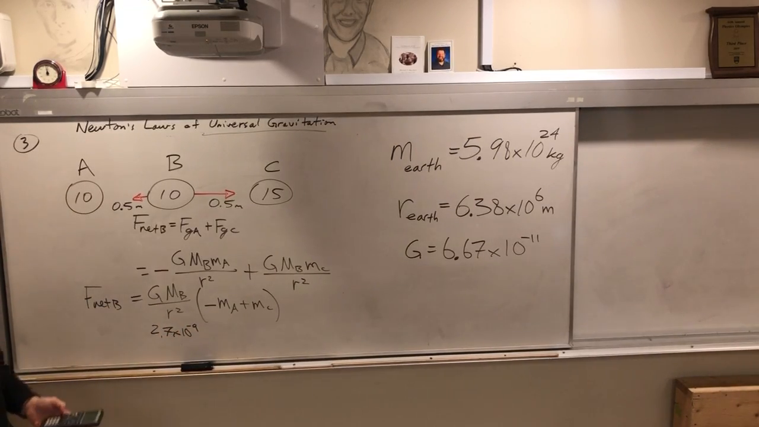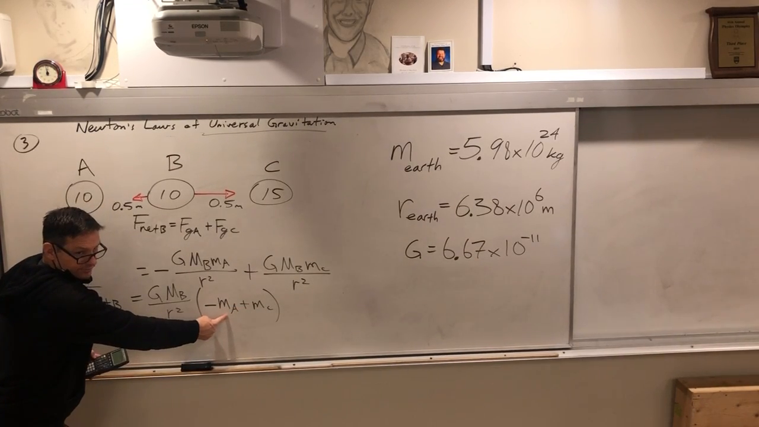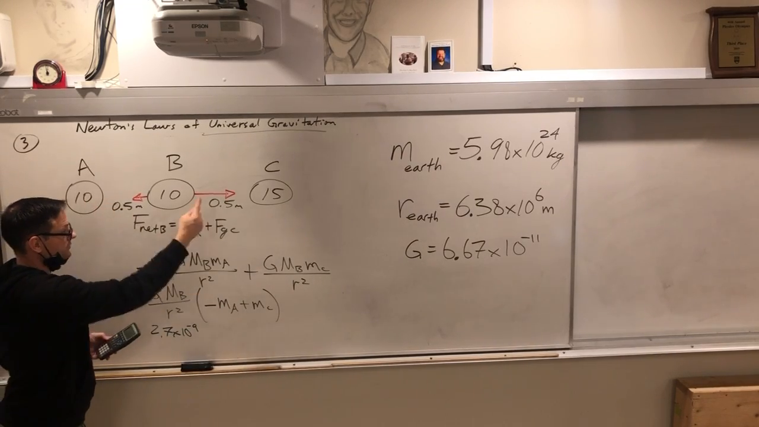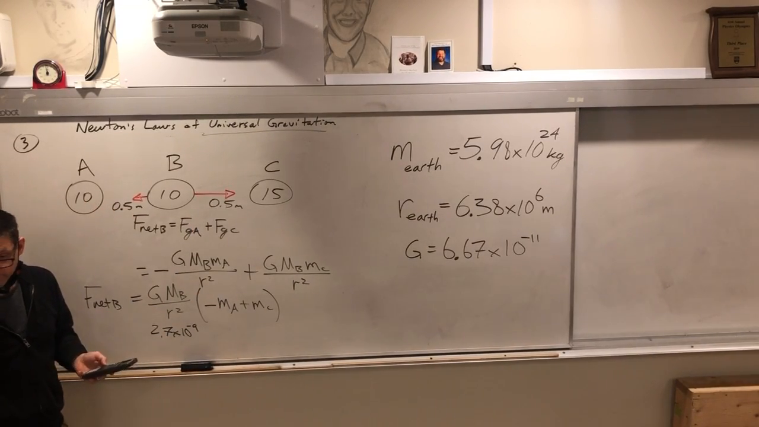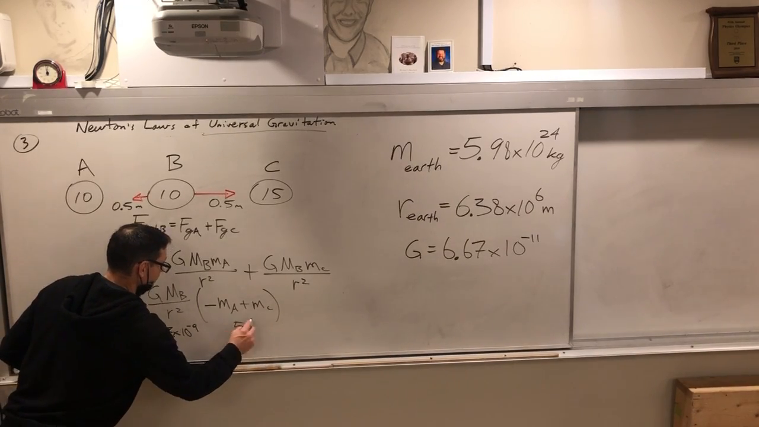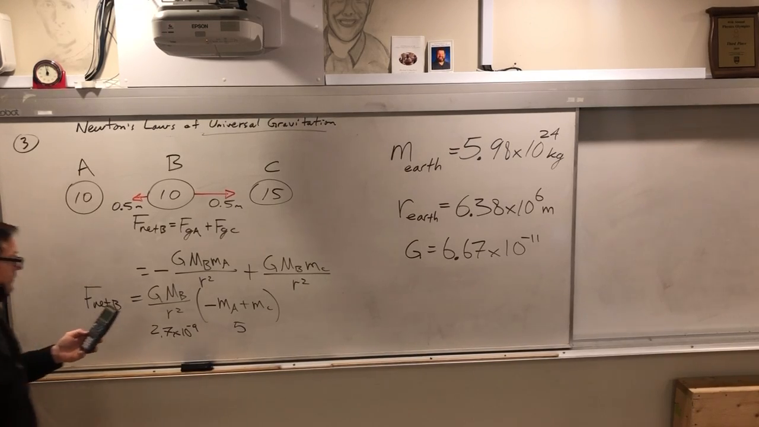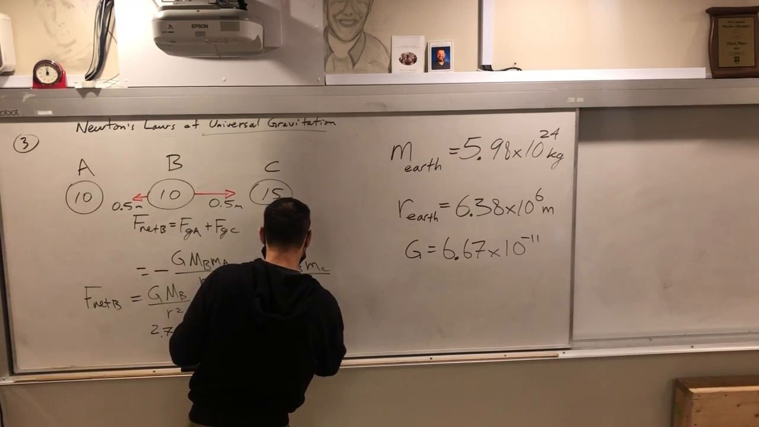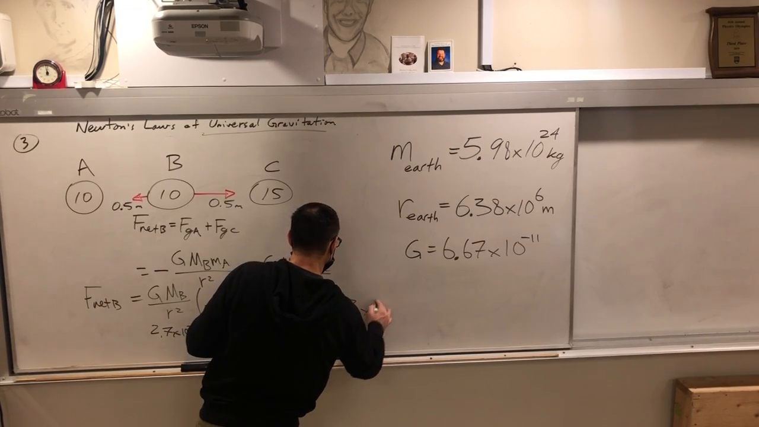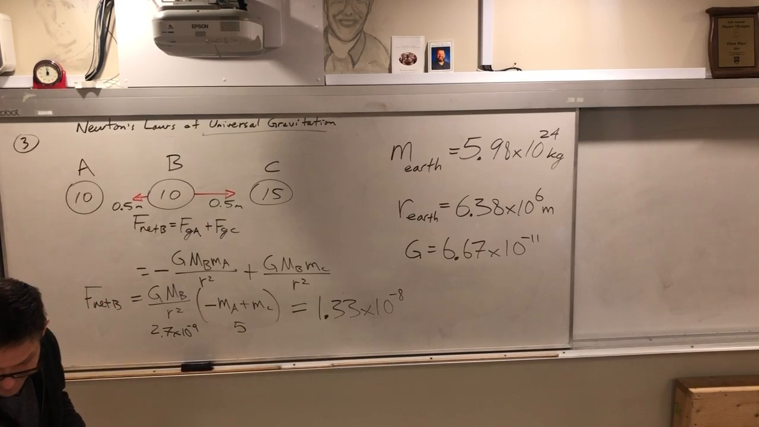And then we're going to add MC minus MA. That's just the way I would put it in. You can put in negative 10 plus 15. It's going to be 5 anyways, right? So this all adds to 5 kilos. So I have to multiply that by 5. And I get 1.33 times 10 to the negative 8. Is that the answer? Yeah. That's good. Okay.